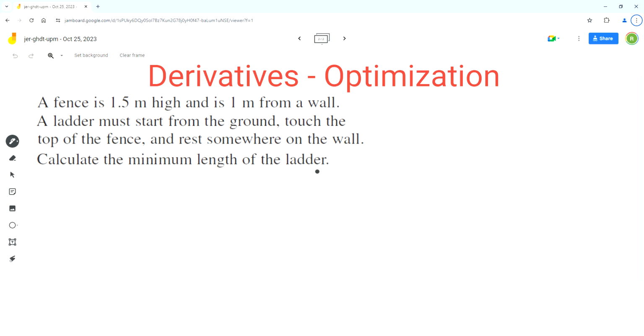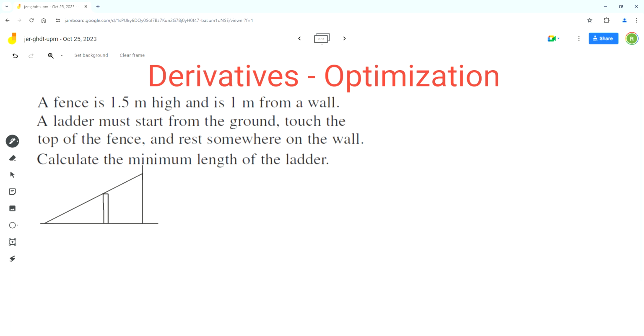So the first step is to draw a diagram for this problem to understand what's given and what we need to find. So let's assume this is the ground level. Let's assume this is the fence and this is the wall and this is the ladder. So as you can see in this diagram, the ladder is touching top of the fence.